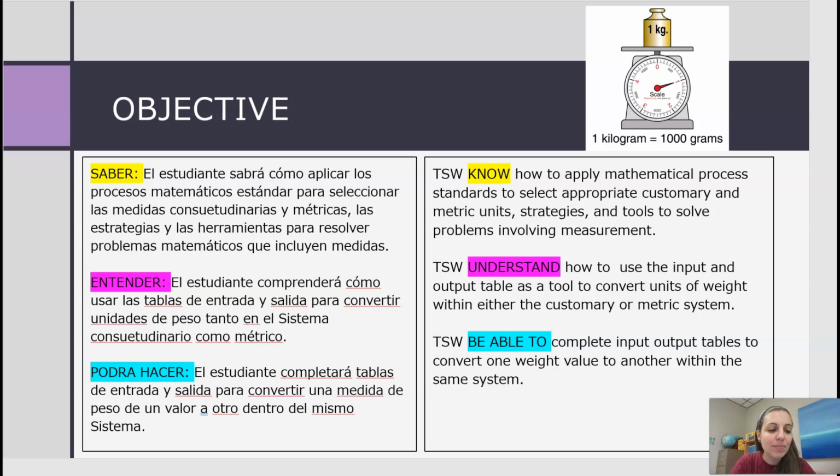Bueno, pues lo que vamos a aprender hoy es sobre el peso. Por eso les tengo aquí esta imagen, que es una báscula. It is a scale. It is very useful to weigh objects, to know how much it weighs.